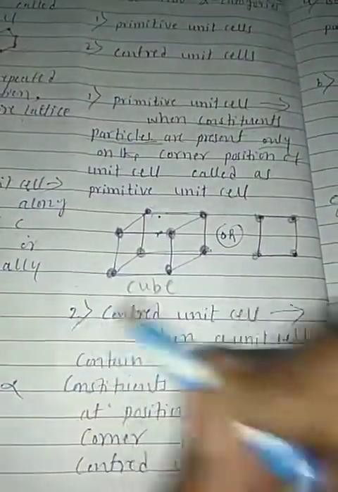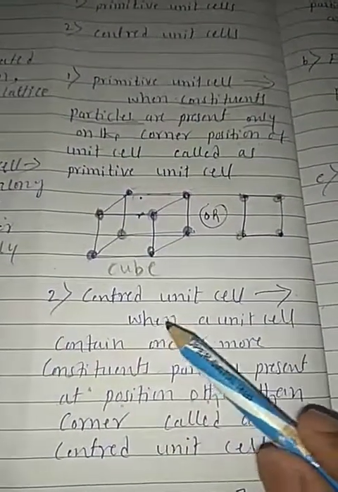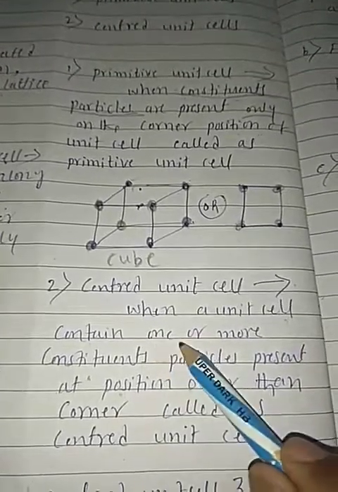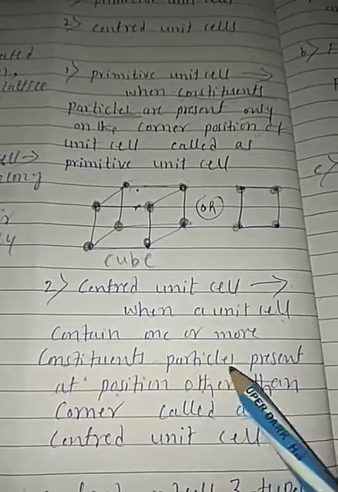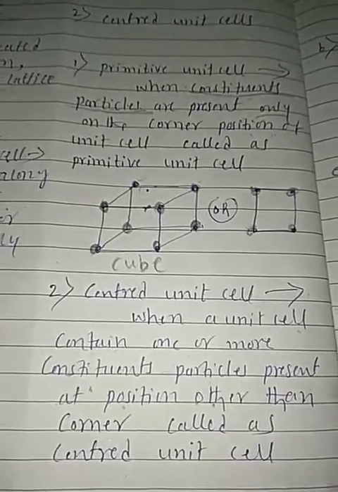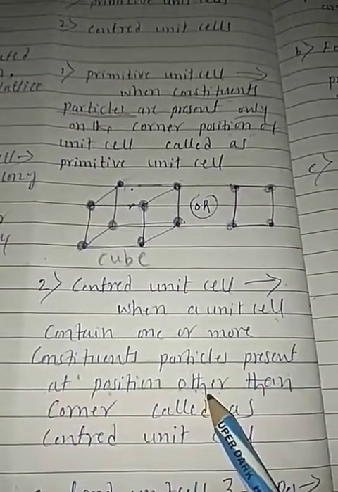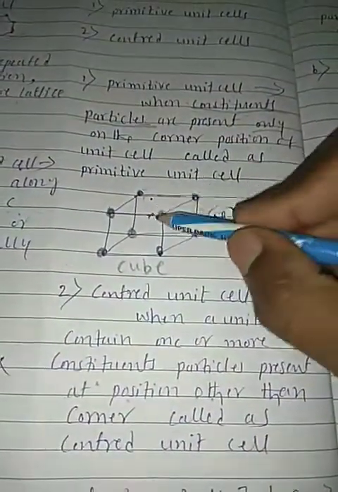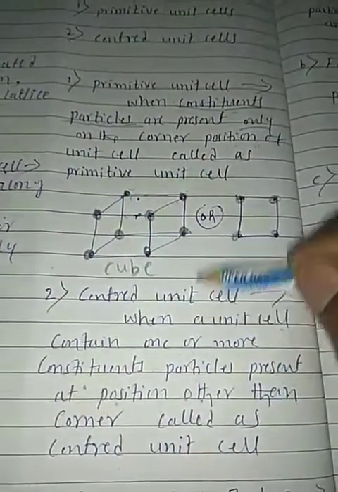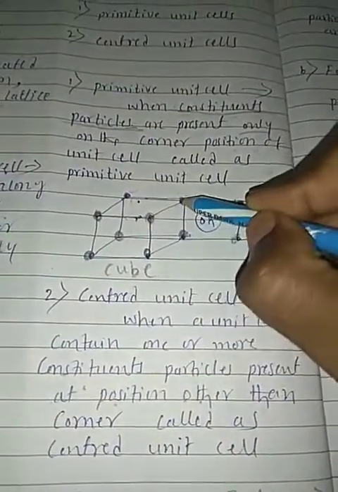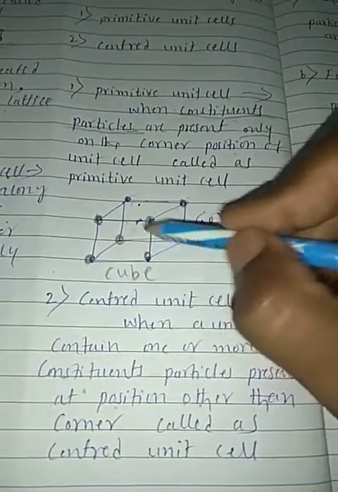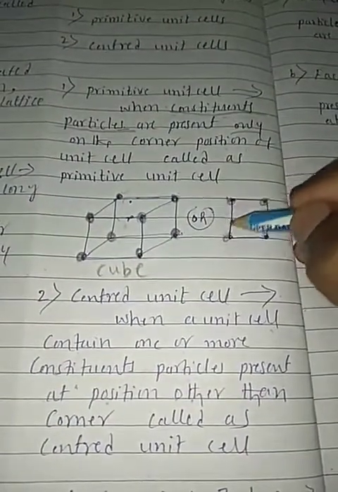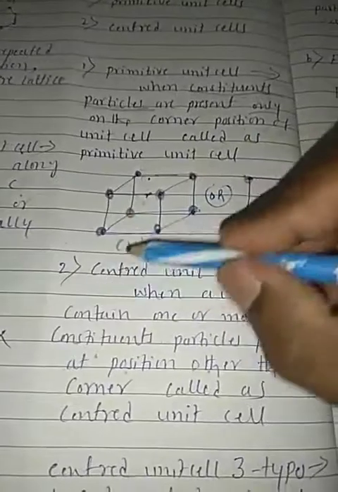The second one is the centered unit cell. When a unit cell contains one or more constituent particles present at a position other than the corner, along with the corner, in the central part of the cube or cell, or between the two, that is called a centered unit cell.